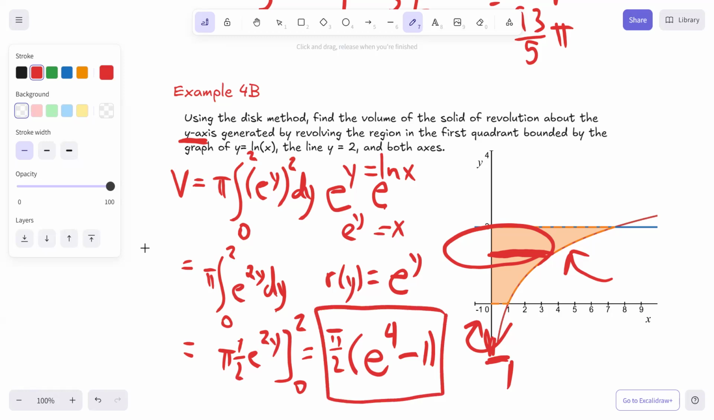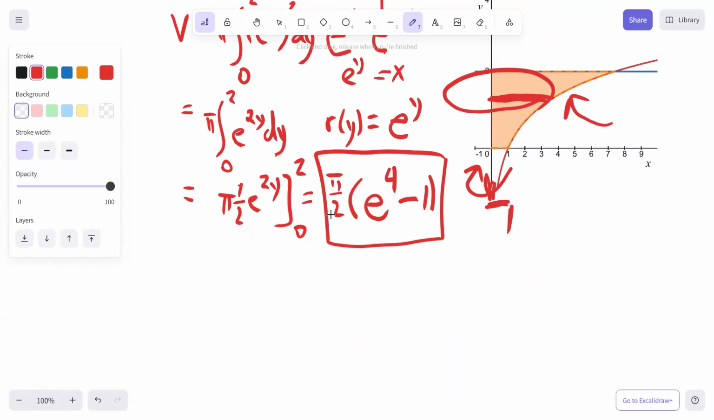Now it's okay to leave your answer like that in terms of e, but you could pump it into Desmos and get the decimal value, which would be approximately 84.192.